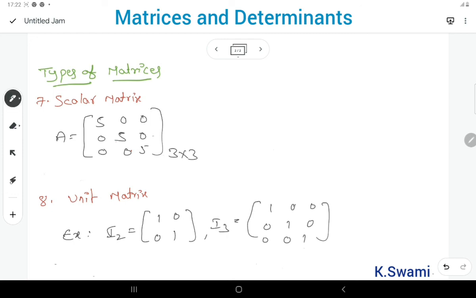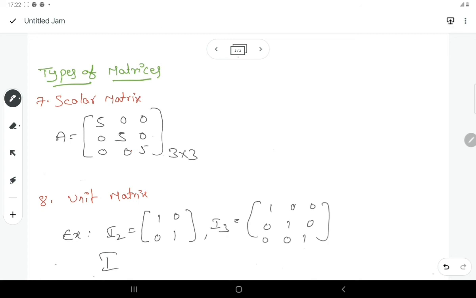It is denoted by capital I. It is denoted by capital I. So all are types of matrices.